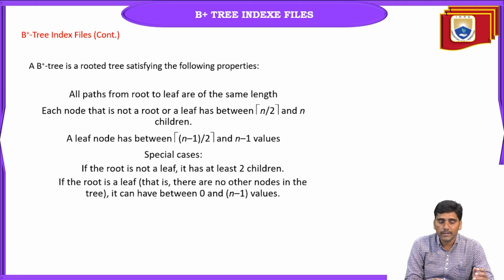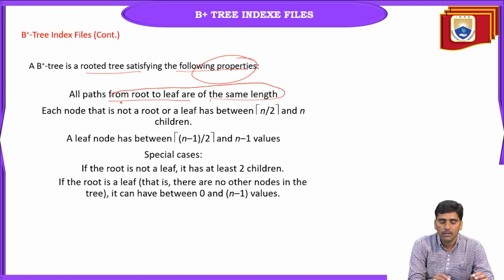So, B plus tree index files. A B plus tree is a rooted tree satisfying the following properties. If you want to say that a B plus tree displays the data, it must satisfy the following conditions. Here, all paths from root to leaf are of the same length. So all paths should be from root to leaf node.